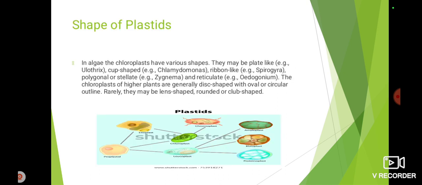In algae, the chloroplasts may have various shapes: plate like, cup shaped, ribbon like, stellate, or reticulate. The chloroplasts of higher plants are generally disc shaped with oval or circular outline. Rarely they may be lens shaped, round, or club shaped.